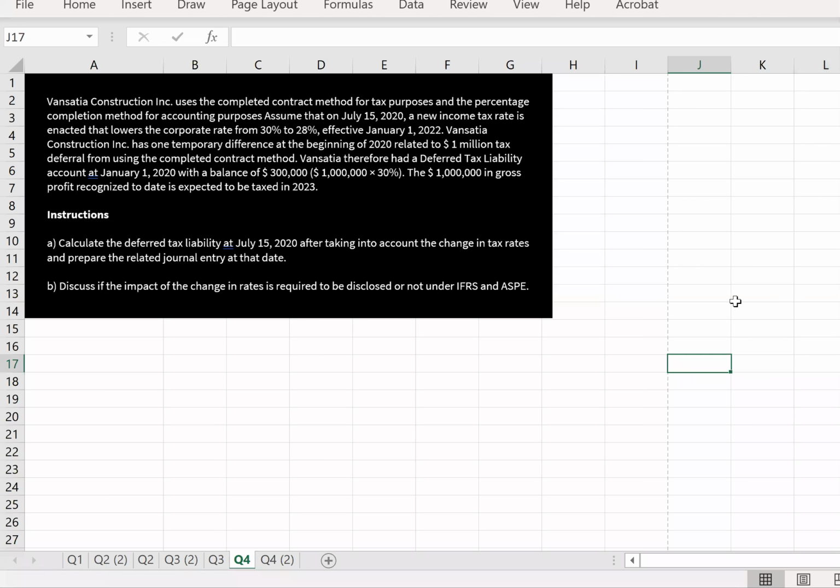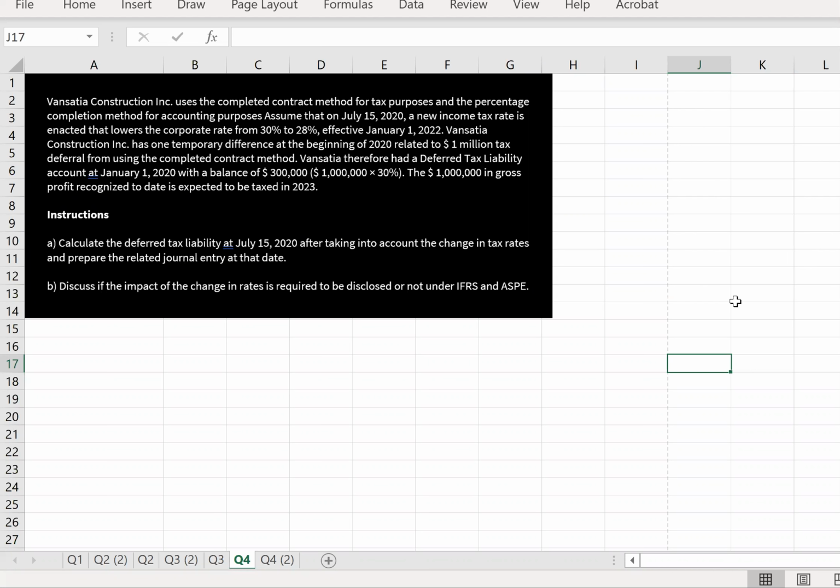Let's take a look at the last question on the Chapter 18 quiz. Vanseda Corporation uses the completed contract method for tax purposes and the percentage of completion method for accounting purposes.